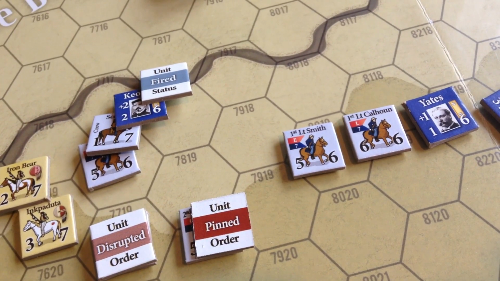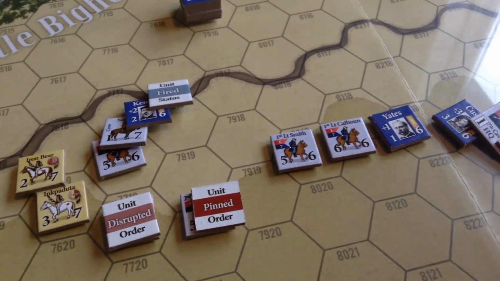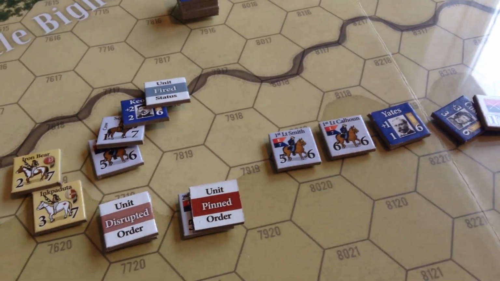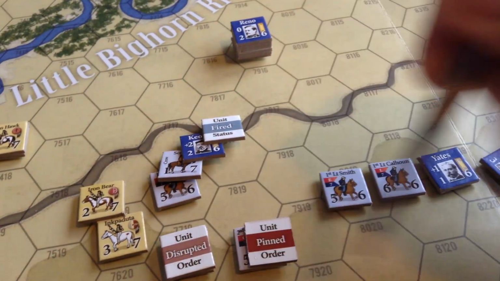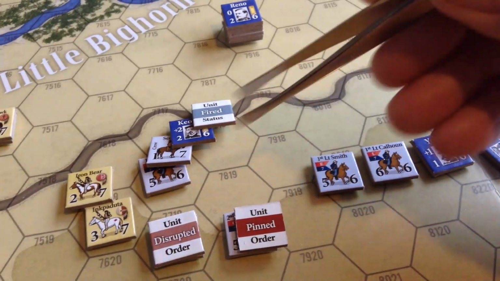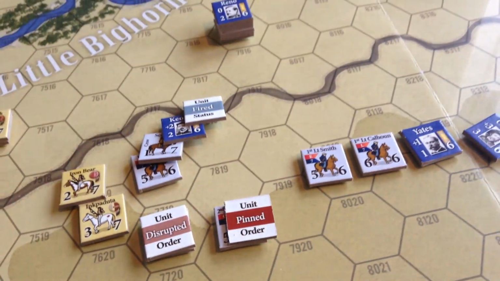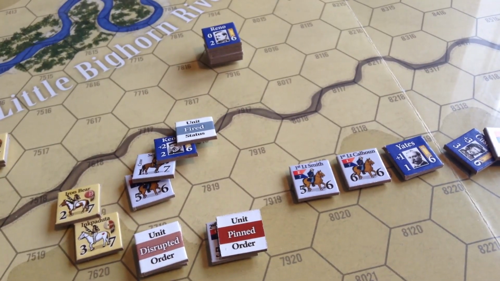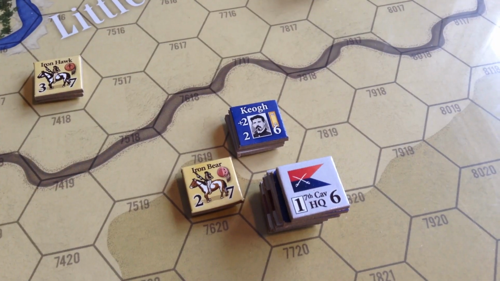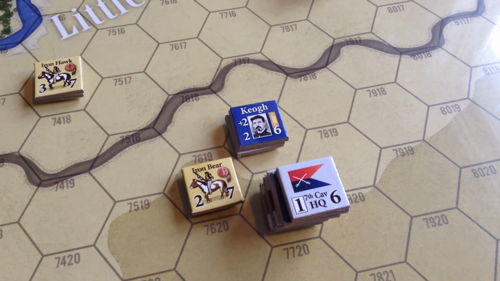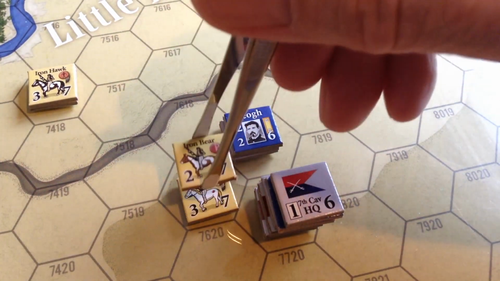fire phase for the cavalry. Now, since there's a bunch of attacks here for the cavalry, I'll just do all the attacks and then show you the final results, because there's just too many die rolls involved here and modifiers, and I'll give you the sum total after the cavalry have attacked.